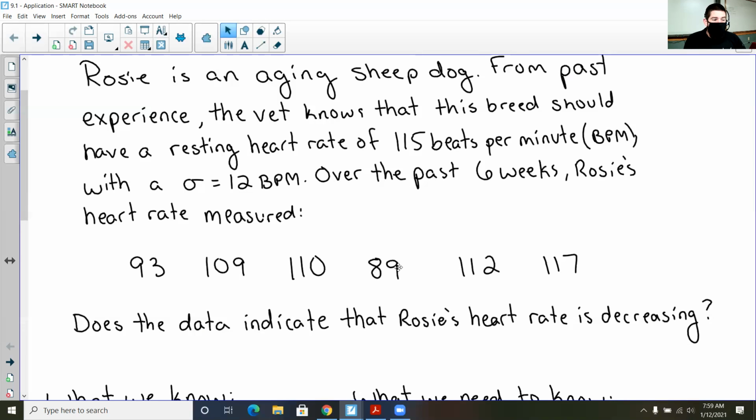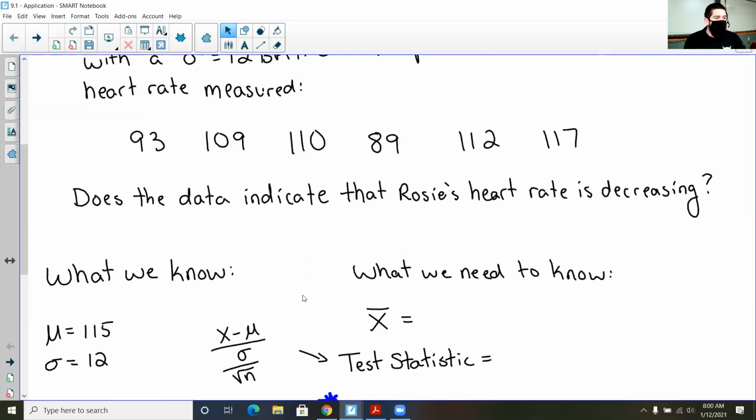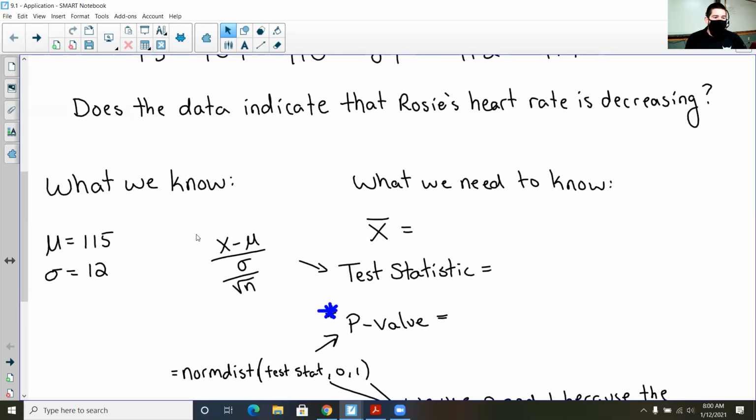So I'm noticing a couple low values. I'm noticing a higher value, and then some that are right around 115. So whatever this average may be, can we say with a certain level of confidence that her heart rate is slowing? And so that's our big question that we're asking. So I'm first going to write out some things that we know and what we need to know in order to successfully answer this problem.